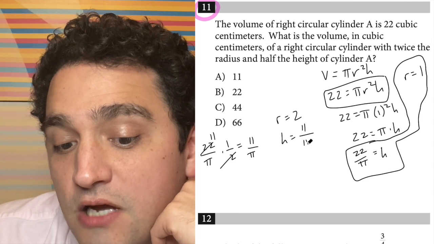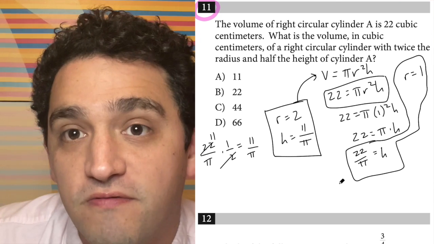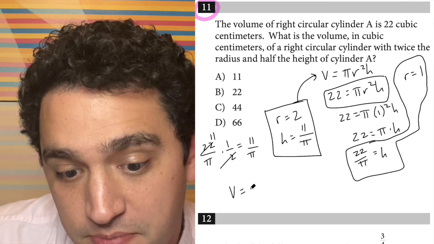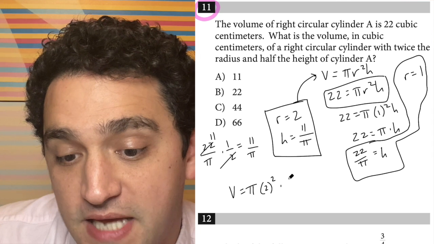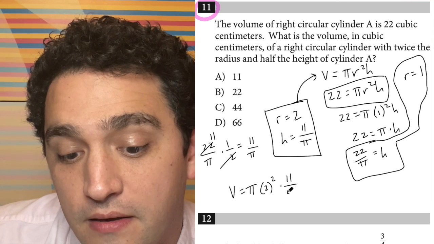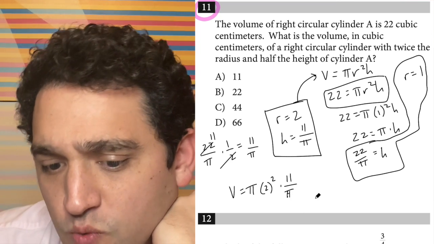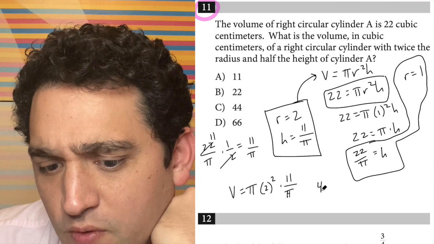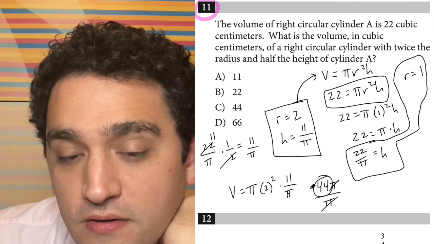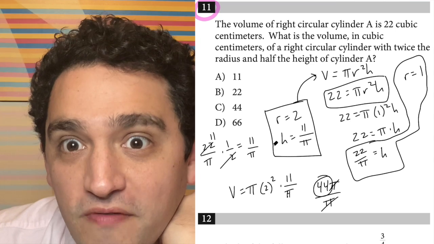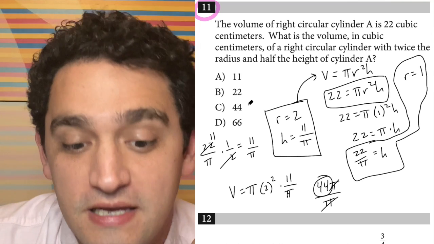Okay, let's go ahead and insert these two measurements into the original volume equation. V equals pi r squared, or 2 squared, times h, or 11 over pi. Well, let's simplify. Pi times 2 squared is 4 pi times 11. That's going to be 44 pi over pi. Cancel out the pi's. You get 44. Just like that, by plugging in your own values for radius, getting height, plugging them into the new equation, you still get the right answer.